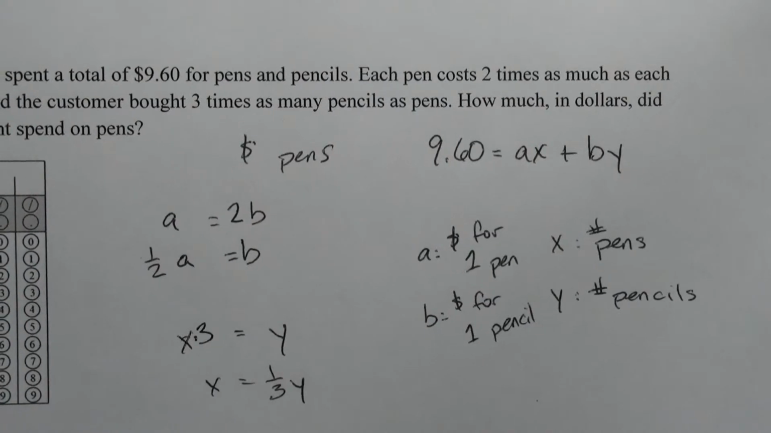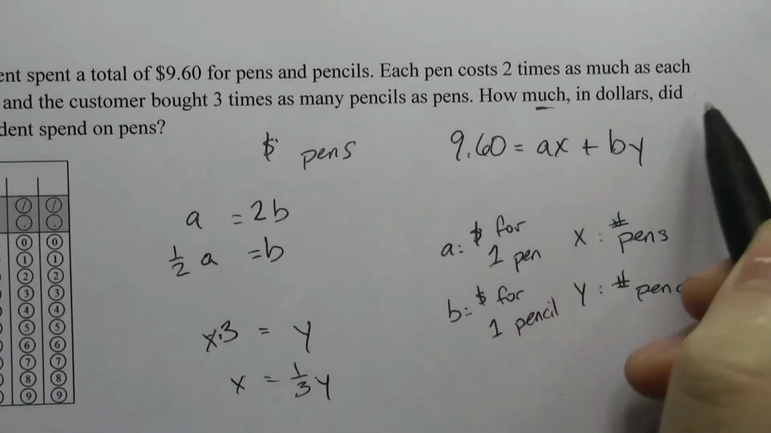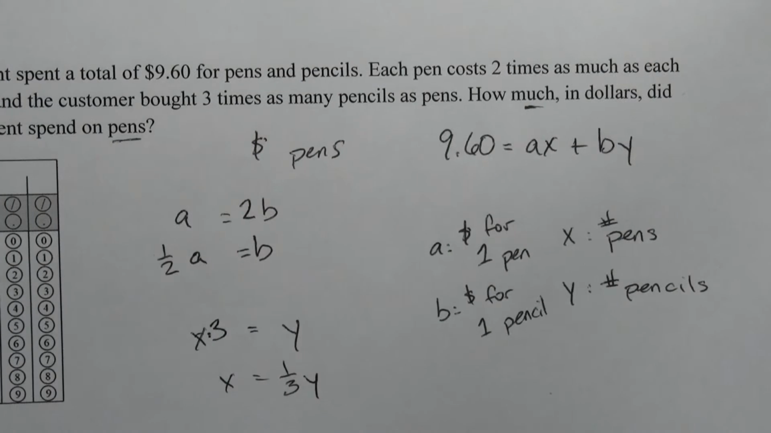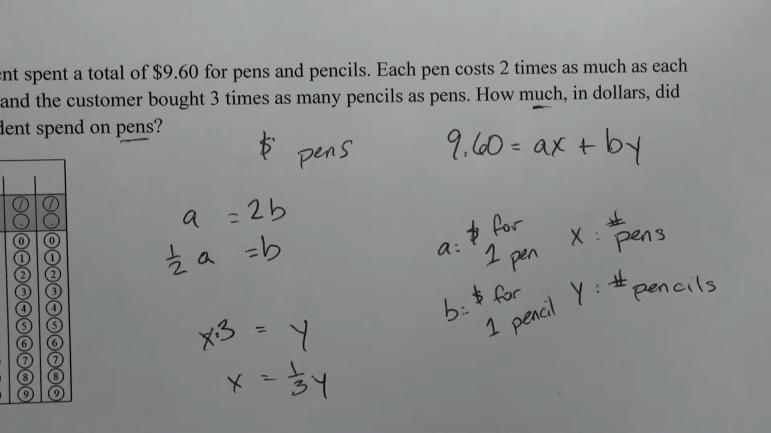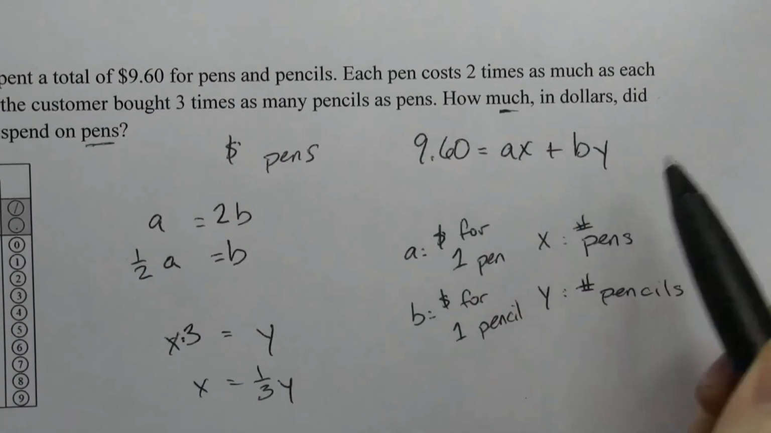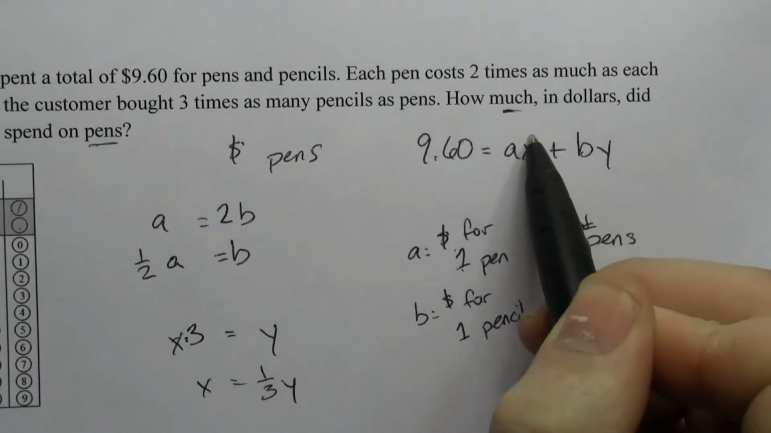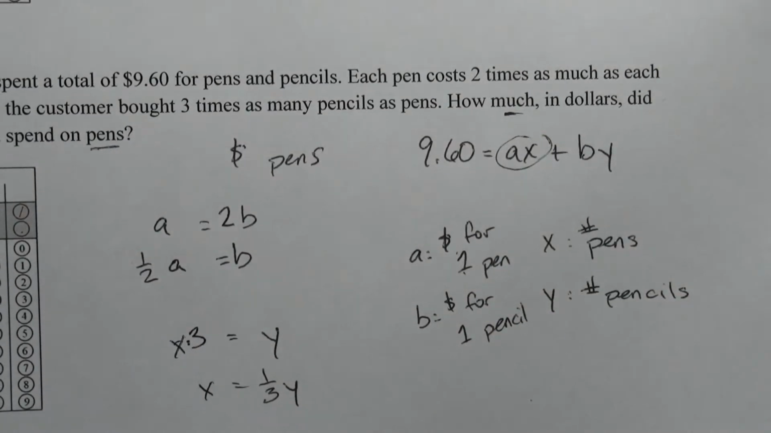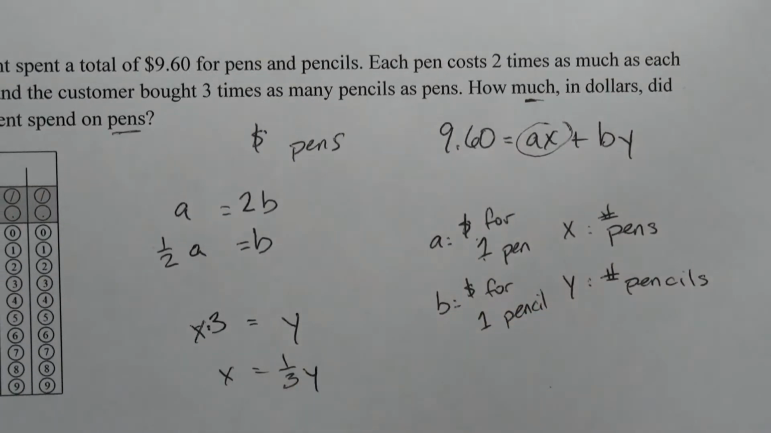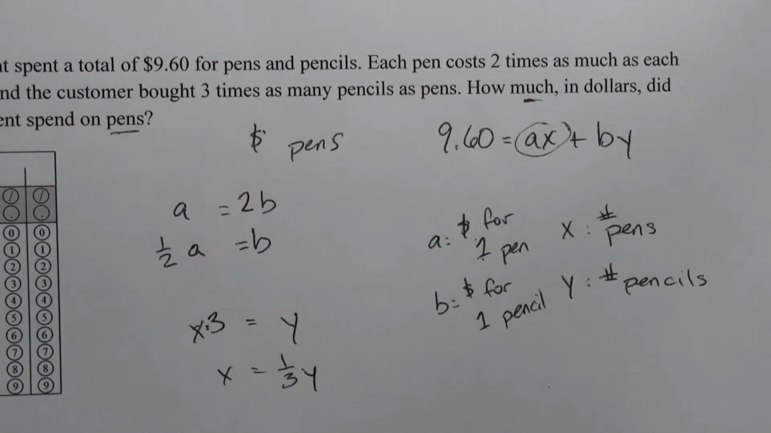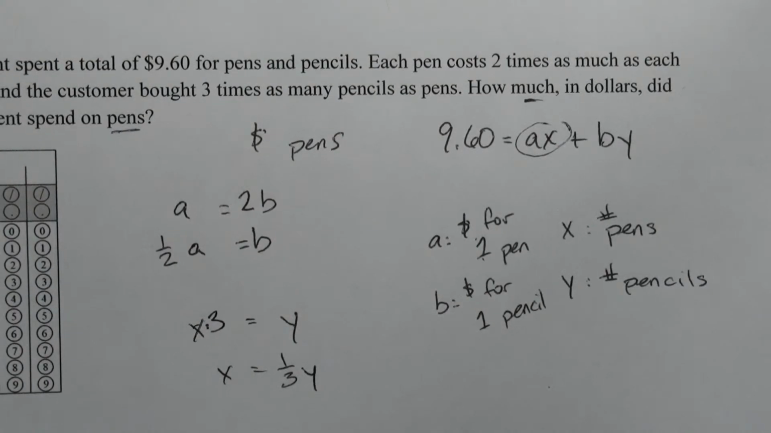Now, what's the question asking for? It's asking how much did the student spend on pens? Don't worry about pencils, just how much did he spend on pens? So let's look at the equation that we set up and ask ourselves what represents the cost of pens. Well, it's the cost of 1 pen times the number of pens, so AX is what we're solving for. So we want to see if we can get that by itself. That is, we're going to get rid of the BY. And because we have these 2 other expressions now, we can specifically do that. We can create an expression that we can solve for AX on one side of the equation.